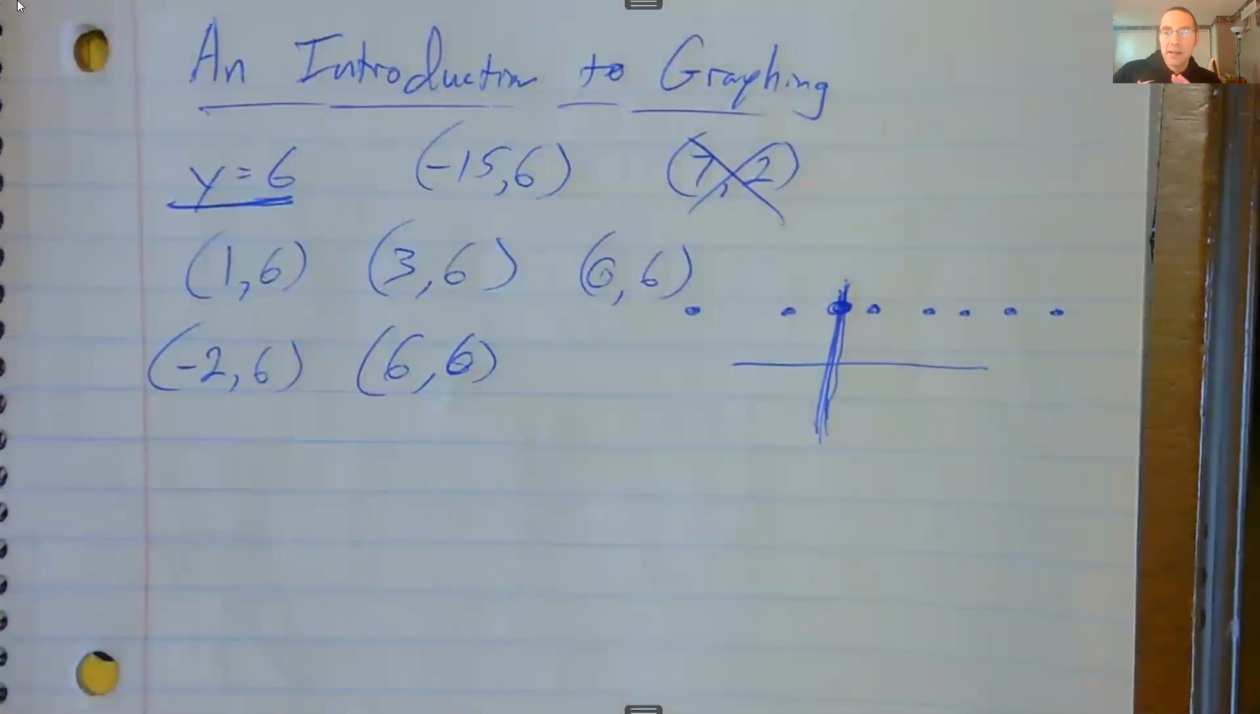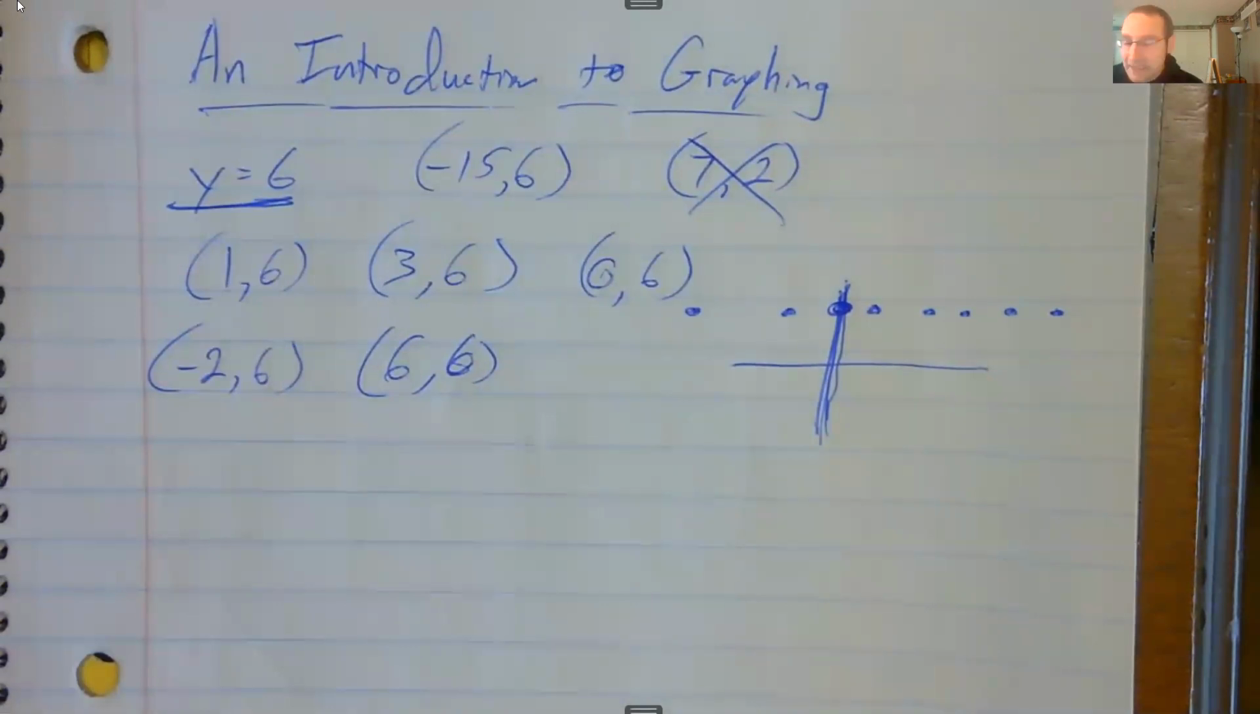And after I graph all the points I can think of that make y equals 6 a true statement, a shape starts to appear oftentimes. In this case, it looks like all of those points happen to lie on a line. Now, I can't plot every single point that will make that a true statement, because there's just going to be an infinite number of those points.